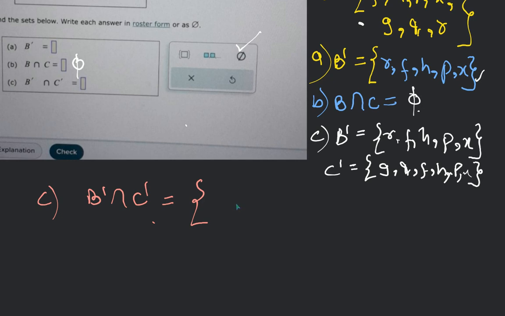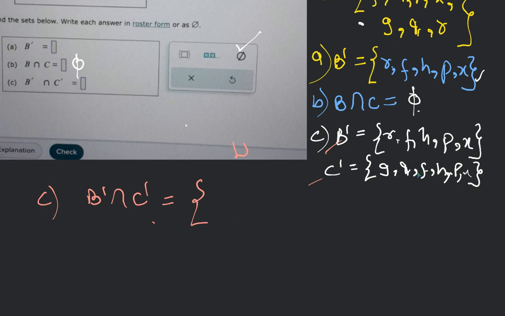Is it none of them? The elements which are there in both of them. Oh, so we have R, F, H, P, X, G, Q. No, the elements which are there in both of them. Intersection. When you take everything, that is called a union, which we represent by U. Is it H?